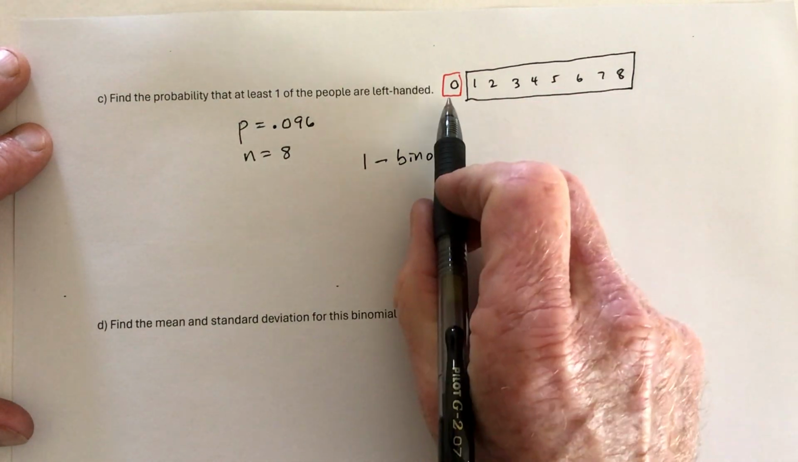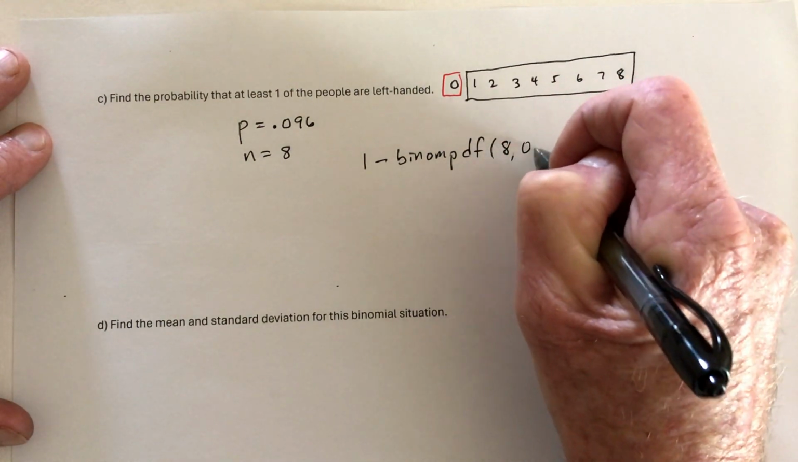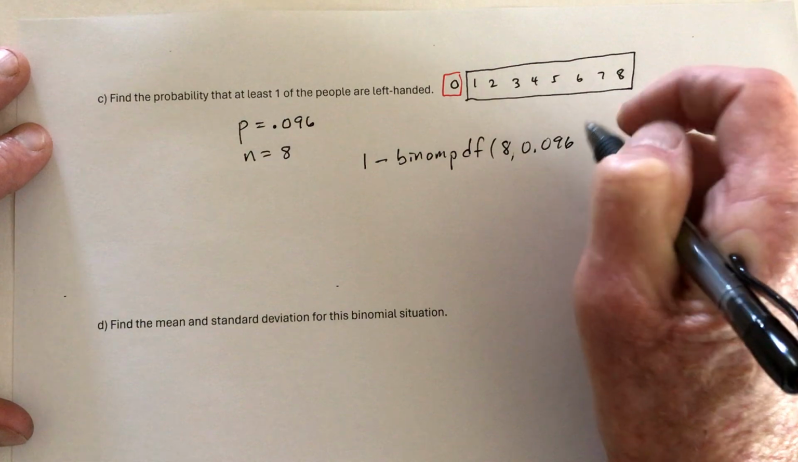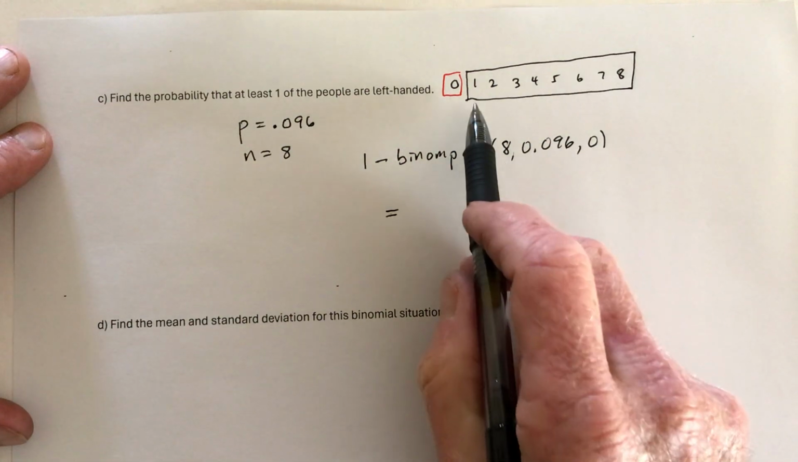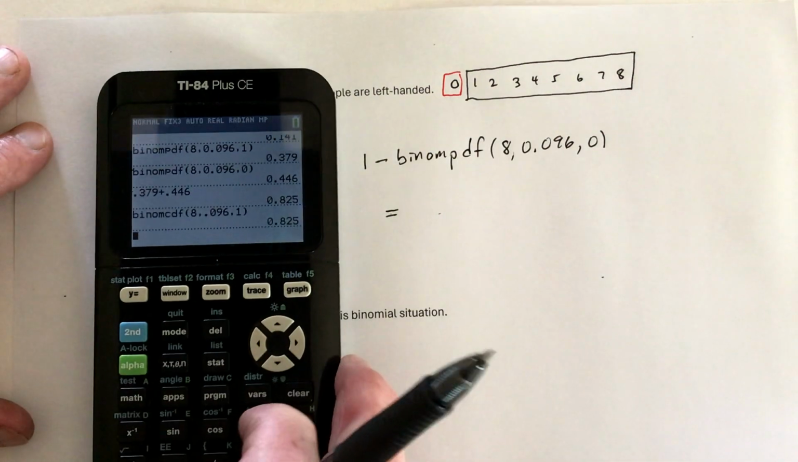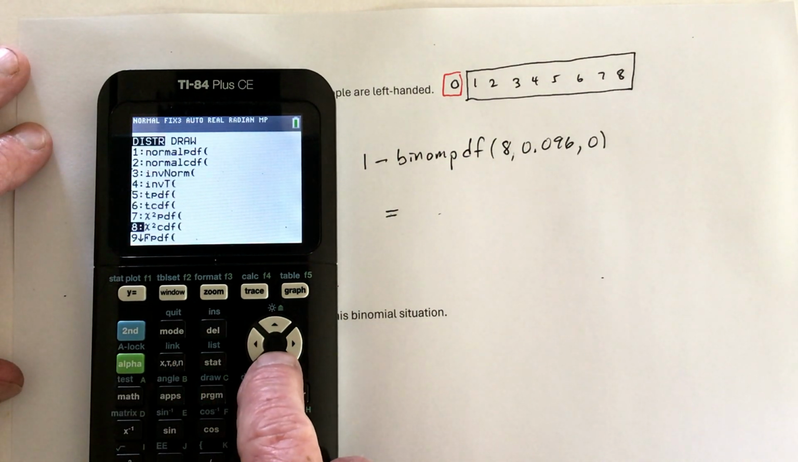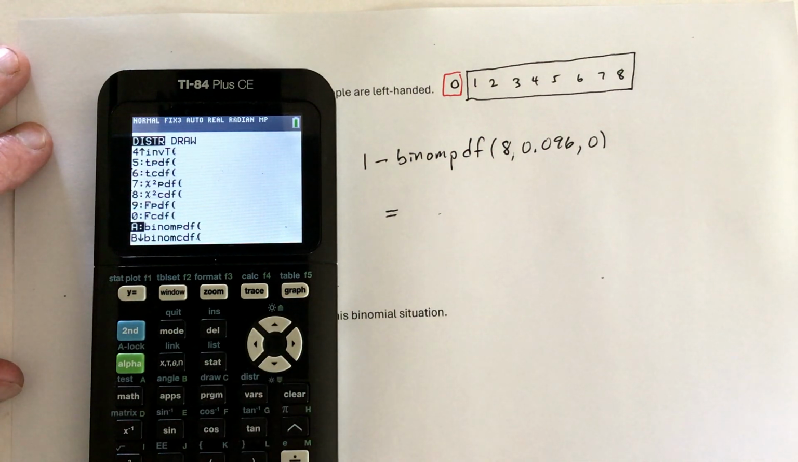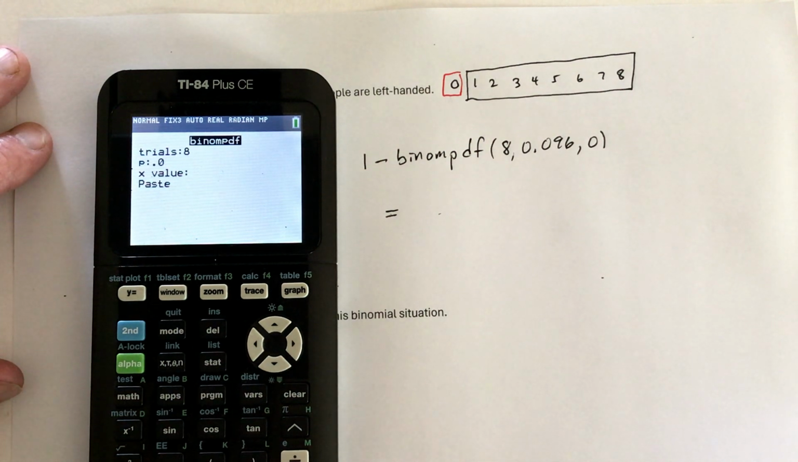And I'm going to use the PDF because I only need when it equals 0. And then put the 8 and the 0.096, and then the 0. And instead of us having to do it 8 times and add them all up, it just gives us the answer right away. So don't forget to put the 1 minus in the calculator. And then go back to distributions and go to the binomial PDF. This is an 8. P is a 0.096. And the x value is 0.